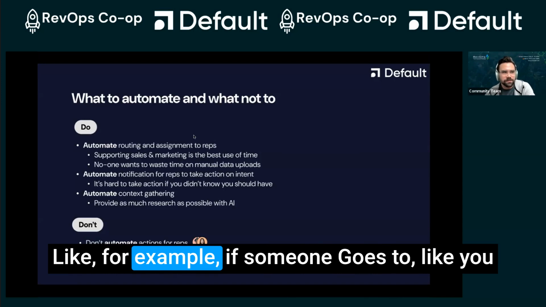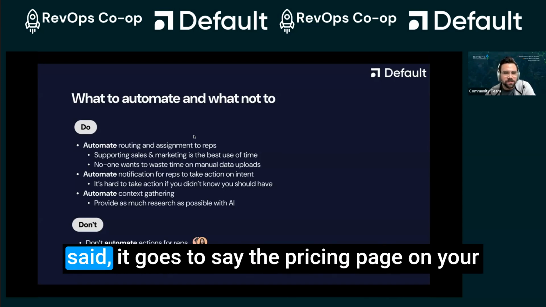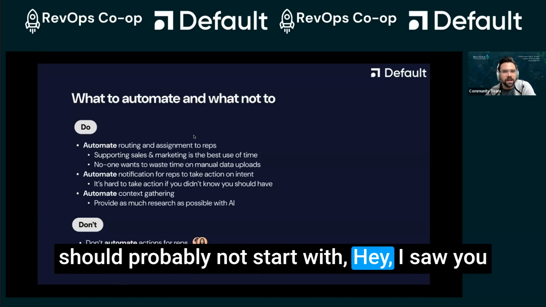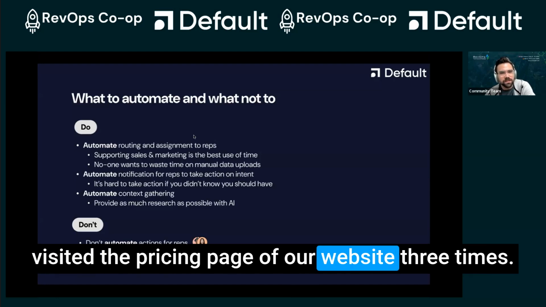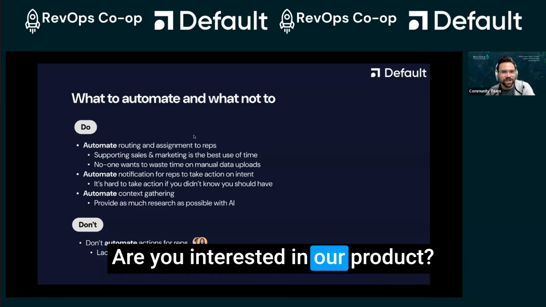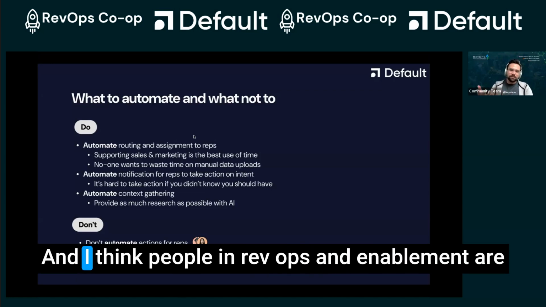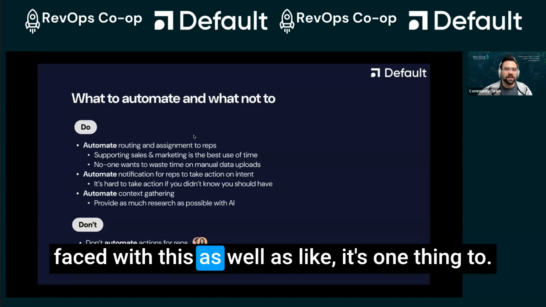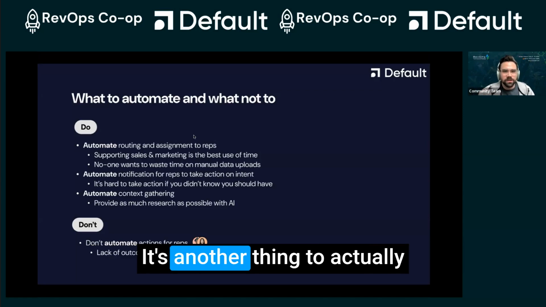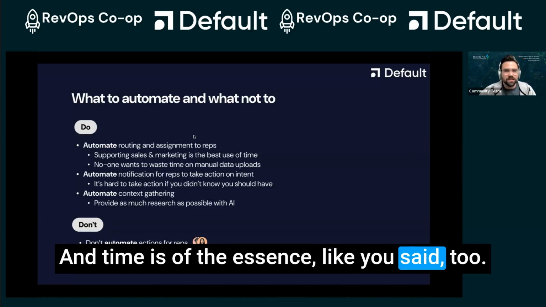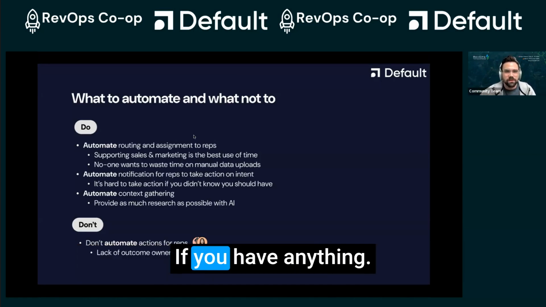For example, if someone goes to the pricing page on your website 3 times, your message to them should probably not start with, hey, I saw you visited the pricing page of our website 3 times. Are you interested in our product? So how do you best leverage those? Because that's the other aspect of this. And I think people in RevOps and enablement are faced with this as well. It's one thing to route these and queue these up, right? It's another thing to actually effectively leverage them. And time is of the essence, like you said too. So what are some do's and don'ts there, if you have anything?